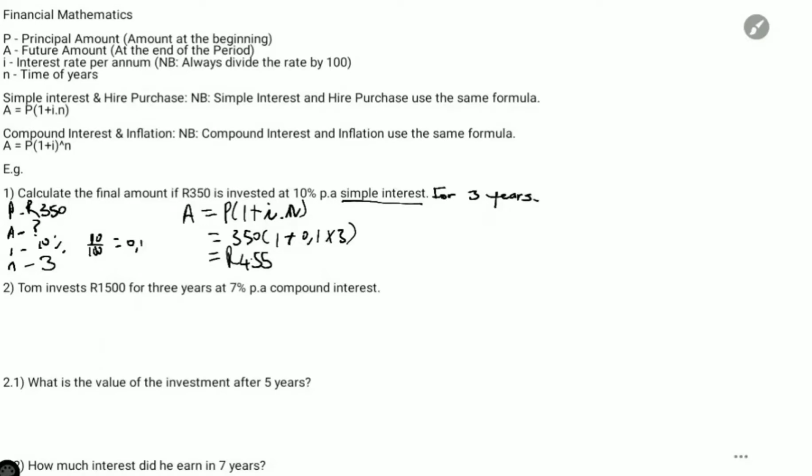Now we're going to look at the second one. Hopefully we've got everything now. So let's write PAIN again.